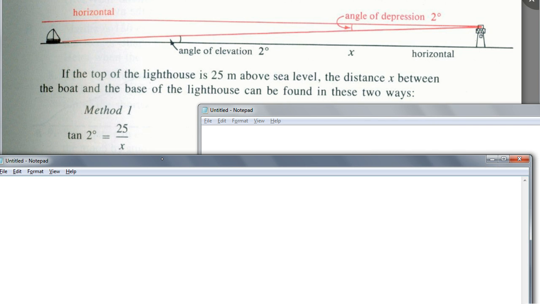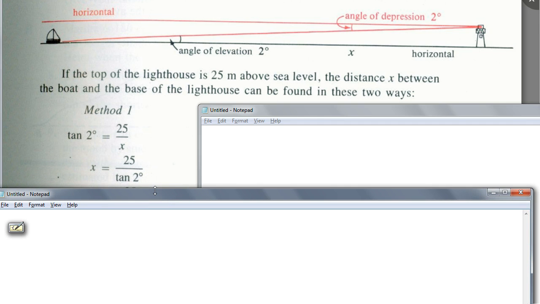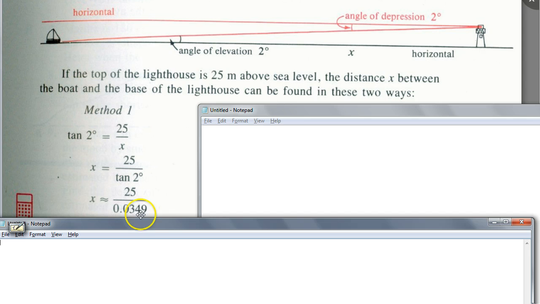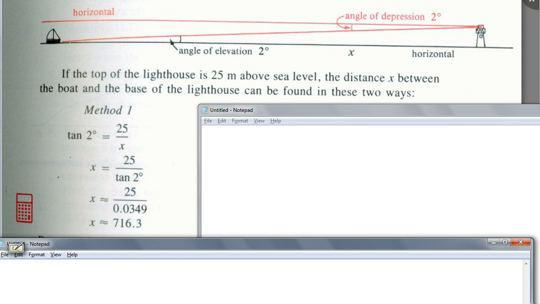Would you not agree? Because you basically have a right triangle, right? This angle is 2 degrees. We know the height of this lighthouse, they told us, is 25. So 25 over x is going to be the tangent. To find x, you multiply both sides by x and divide by tangent of 2 degrees. So that's your exact answer, 25 over tangent of 2. And of course, you could punch that into your calculator or look up your table. When you do, tangent of 2 degrees is about 0.0349, and then it becomes about 716.3 meters. Okay. What's the other way? How about Chris? What did your group come up with?